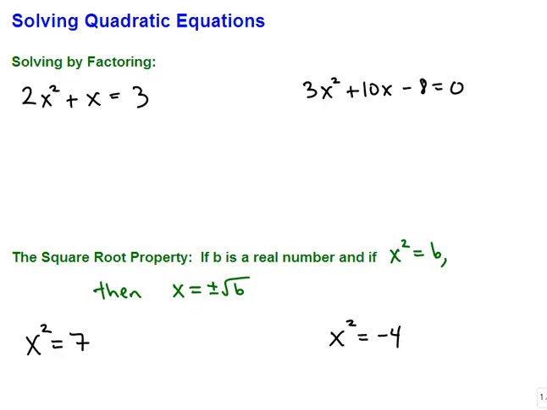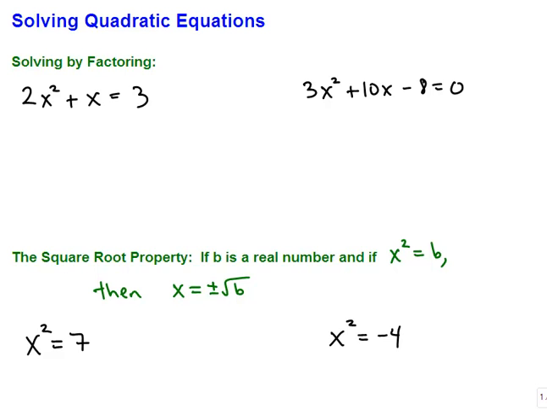Welcome to the lecture on solving quadratic equations. We're going to learn 4 methods for how to solve a quadratic equation, and the first 2 methods only work for particular quadratic equations that you're given. The other 2 methods will work for any quadratic equation that you're given.